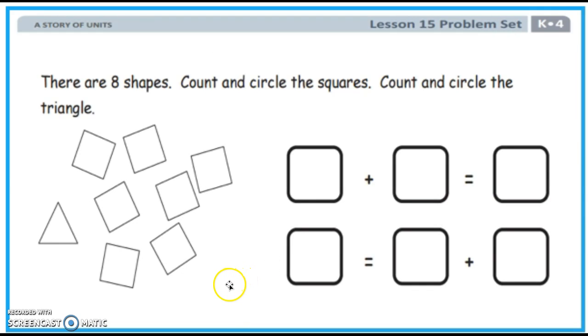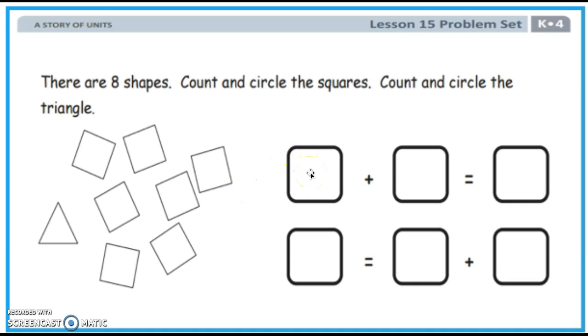Are you ready for this next part? Great. There are 8 shapes. Count and circle the squares. Go ahead and count and circle the squares now. Count and circle the triangle. Did you already do that? You are so quick. So you should have all of the squares circled together and the triangle circled all by itself. Now you're ready to write the problem.